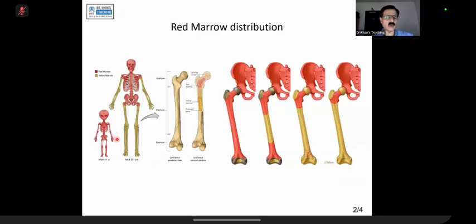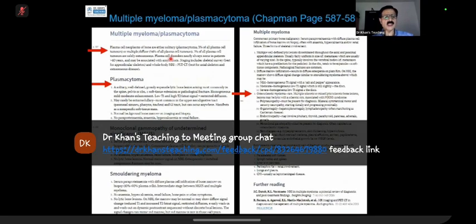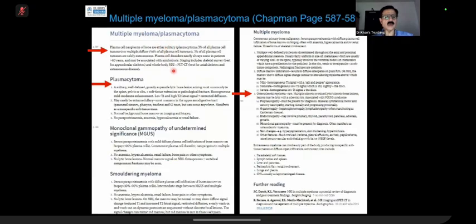A bit of recap about red marrow. In a baby, in an infant, the whole of the marrow is red marrow, and RBCs are produced everywhere. In an adult, it is the axial skeleton where the red marrow is present, and the proximal femora are still producing red cells, and maybe the proximal humerus also. Now, this is from your Chapman, and read it today, multiple myeloma versus plasmacytoma.